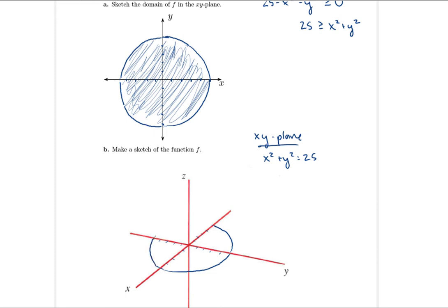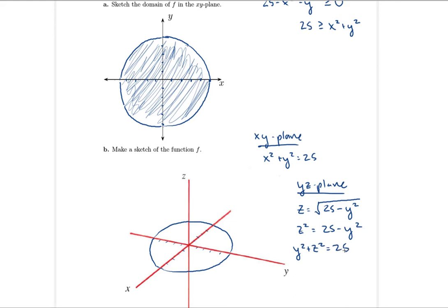And there's that domain we just sketched in the xy plane. All right, but what about the other traces? How about the yz plane? Well, that means we're going to set x equal to 0, right? So we're going to have z is equal to the square root of 25 minus just y squared. So that means z squared equals 25 minus y squared, which means y squared plus z squared equals 25.